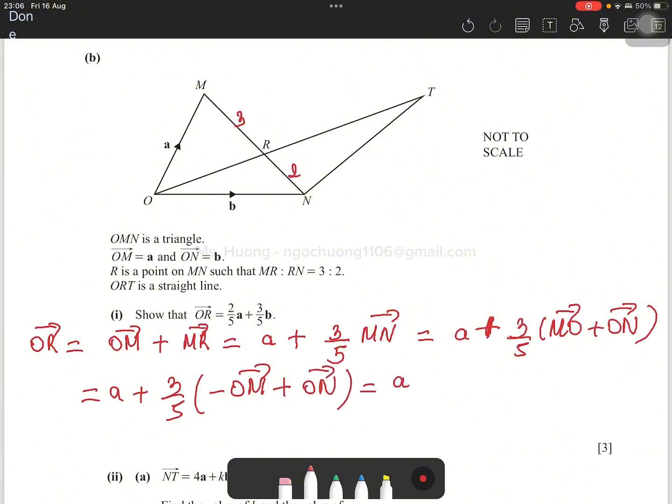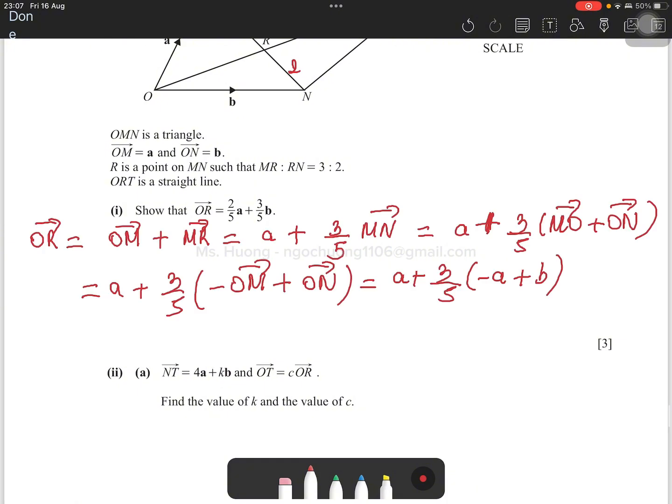So we substitute everything into this. OM is a and ON is b. So now let's expand the brackets. a minus 3/5 of a plus 3/5 of b. a minus 3/5 of a is 2/5 of a plus 3/5 of b.